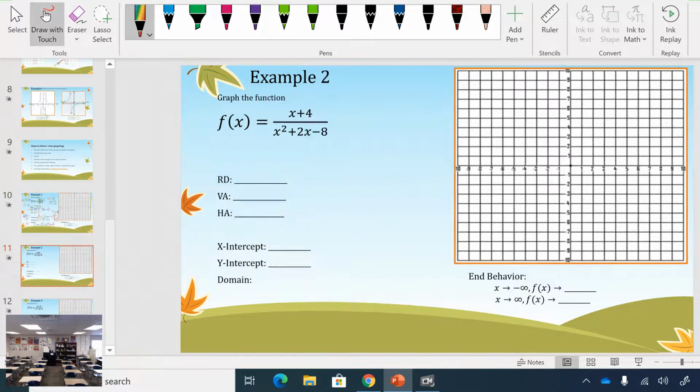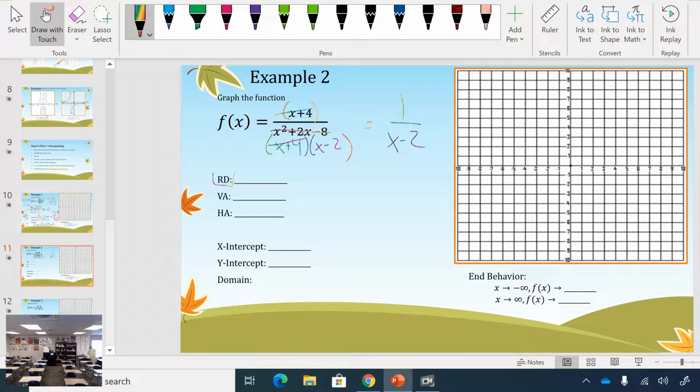All right, let's look at one more example. So example 2, this one will factor, so we can kind of see how to find the holes in the graph. So this would be x plus 4 and x minus 2. So because we have an x plus 4 and an x plus 4, those are going to cancel out. So that leaves us with 1 over x minus 2 for our simplified version.